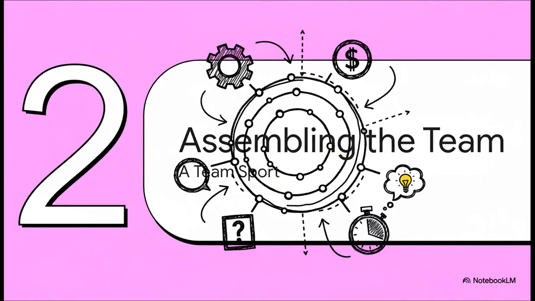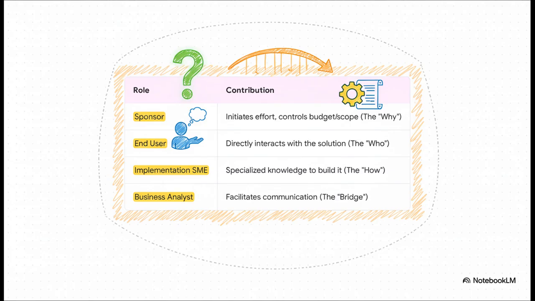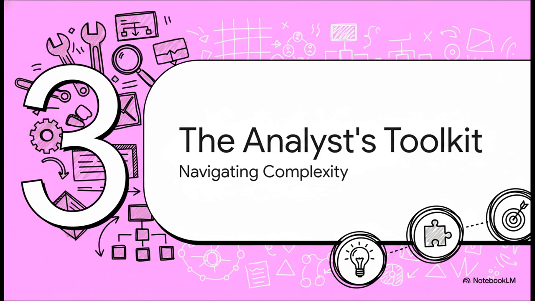Now, a business analyst definitely doesn't work alone, not even close. They're basically the central hub for communication, connecting all the key people who have a stake in how the project turns out. So who are we talking about? On any project, you've got a ton of stakeholders, but these roles are absolutely critical. You've got the sponsor, who's all about the why. Then there's the end user, that's the who, the person who's actually going to use this thing. And of course, the implementation expert who figures out the how. The BA, they're the bridge, translating between all of them, so everyone's on the same page, heading in the same direction.